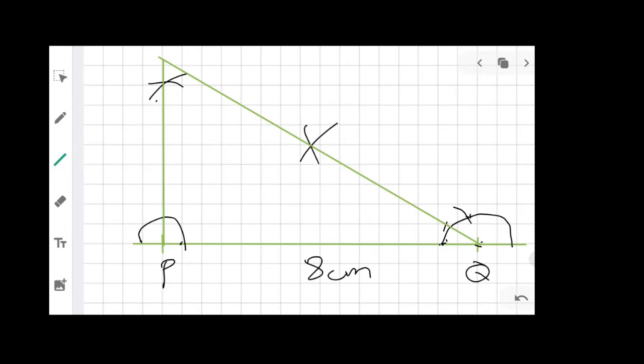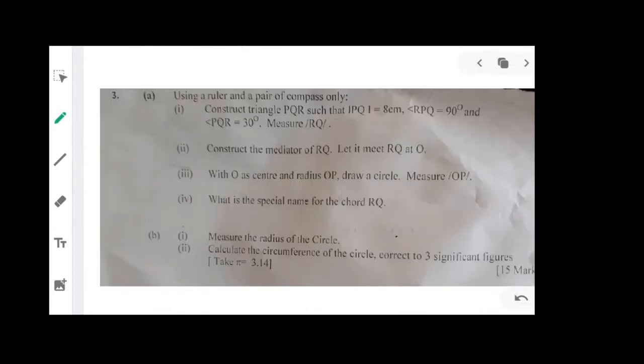Okay, so we label here as our R. And then we measure RQ. So you do that, and then you see your measurement for RQ. Construct a mediator of RQ. Let it meet RQ at O.